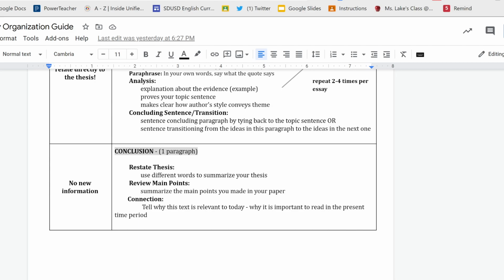Your conclusion wraps up your essay. It's basically the opposite of your introduction, and it goes from specific to general information. You do not add new information into the conclusion. You wrap up your points and make sure that they will leave the reader thinking about why this poem is relevant to readers today.